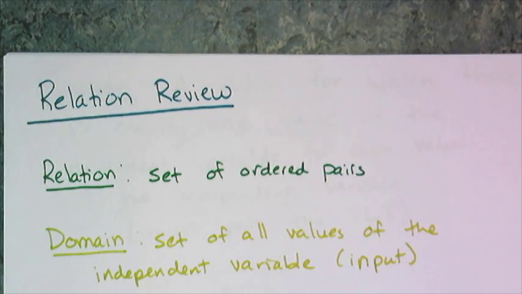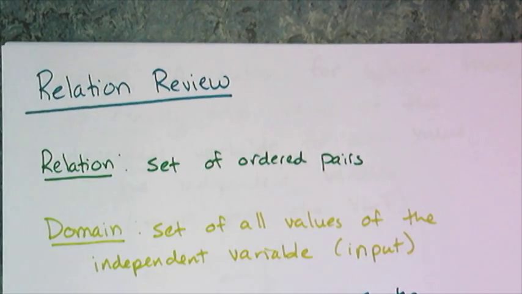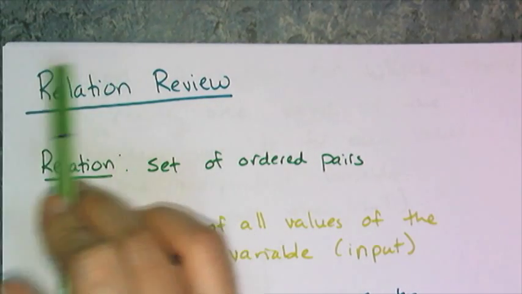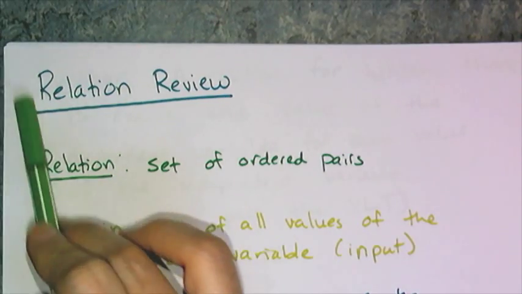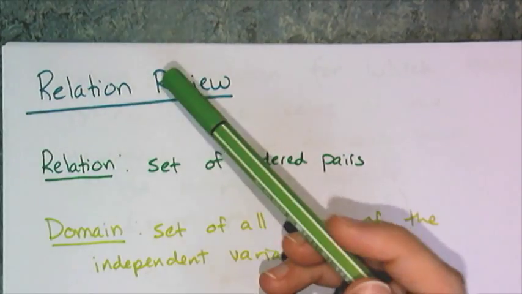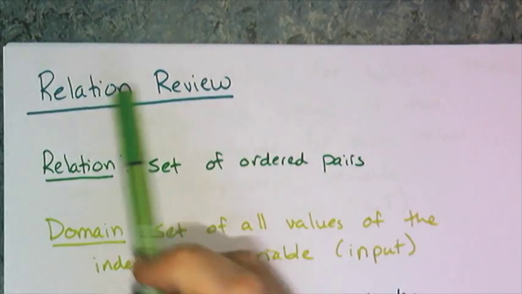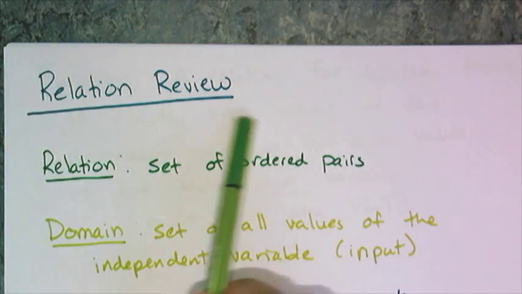Welcome back, Algebra 2 students, and in this video we are going to review vocabulary associated with relations. Now, in Algebra 1 we didn't focus on this particular word, we focused on a type of relation called a function, but in Algebra 2 we're going to expand things to include things that are not functions, so I'm going to make an emphasis on this word right here, relation.